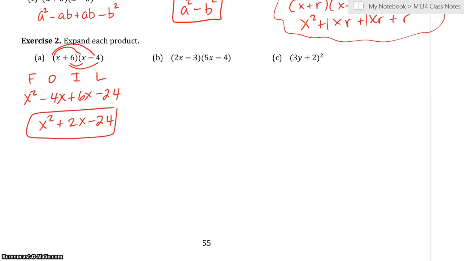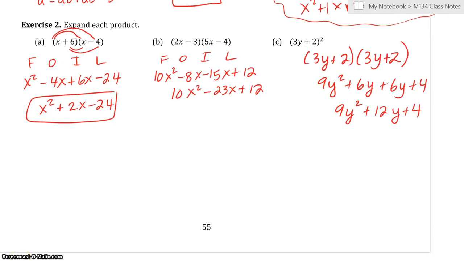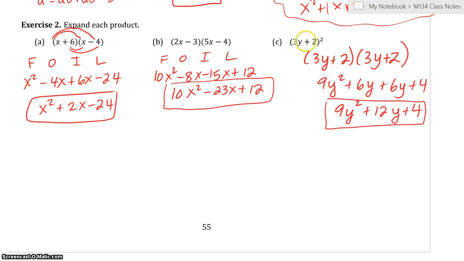Try the second one. I'm just going to give the solutions to these in a moment. Here they are. So this is the answer to part B. The first, the outer, the inner, and the last. And then I added these two. This is the answer to part C. I expanded it, and then first, outer, inner, last. These are the same.